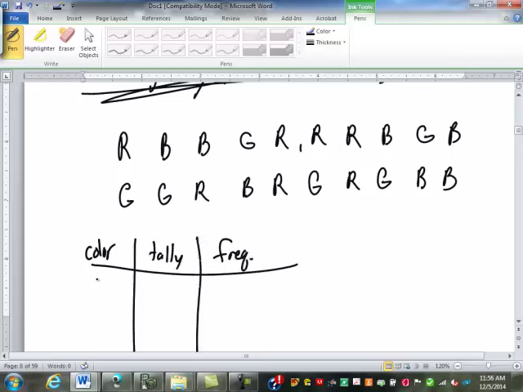A bar graph could go either horizontal or vertical for categorical data. I tend to make things vertically because that's how numerical data has to go. And we have to go up to 7 again. So 1, 2, 3, 4, 5, 6, 7. Red was 7. Blue was 7. Green was 6.